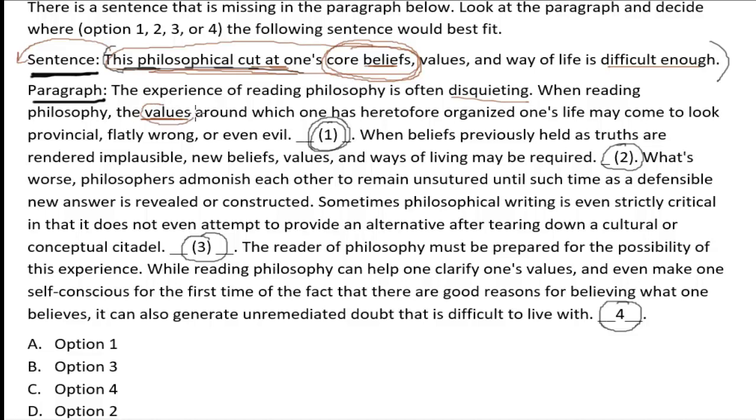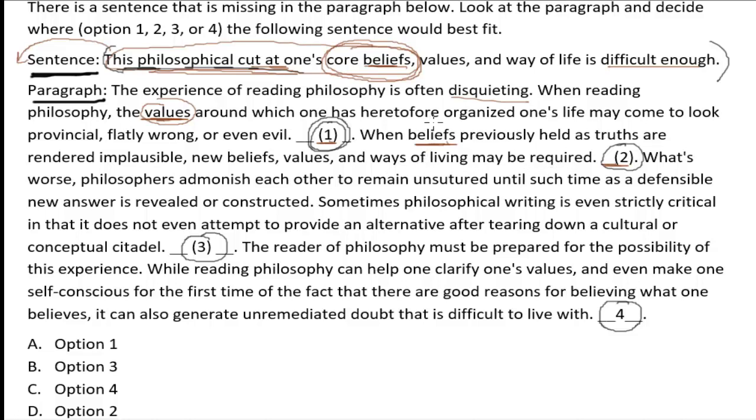The values around which one has heretofore organized one's life may come to look flatly wrong or even evil. Again, the word belief has come. So what we realize here is that when belief, when values, and when belief, that means the zone of the sentence is either one, or you can go and check if it can be two. When beliefs previously held as truths are rendered implausible, new beliefs, values, and ways of living may be required.